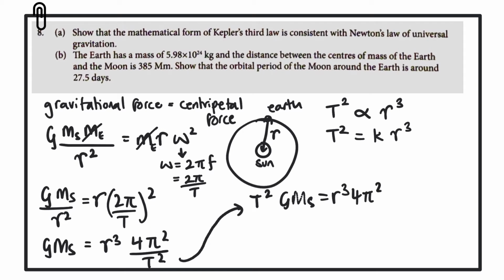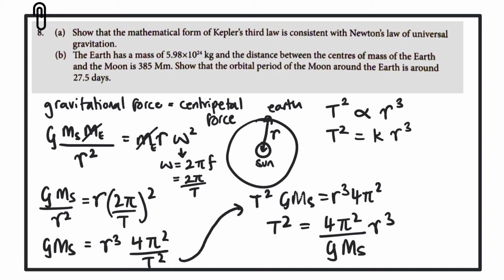Now we're getting closer and closer to this statement that we wanted to end up with, that t squared is equal to some constant multiplied by r cubed. So the only thing left to do is get rid of G and Ms from the left hand side and bring it over to the right. So I can say that t squared is equal to 4 pi squared all over G Ms multiplied by r cubed.